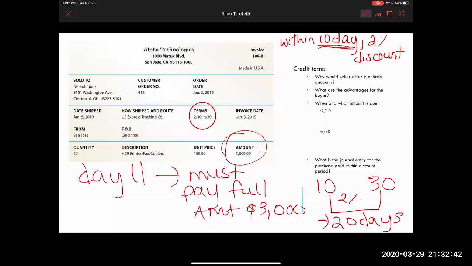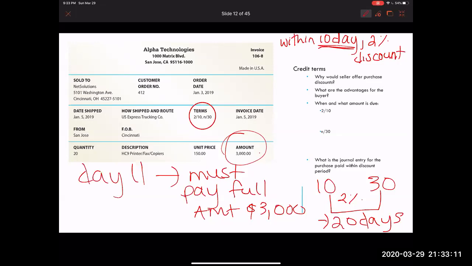Now, the next question says, what are the advantages for the buyer? Well, in this example, it is advantageous for the buyer to take the discount because their inventory is a lot cheaper. Imagine you go to a store, maybe JCPenney's or Macy's, and you have a coupon. You offer that coupon because you want that shirt or blouse or those shoes to be a lot cheaper than what the price tag says, okay? So your inventory or your merchandise is cheaper.